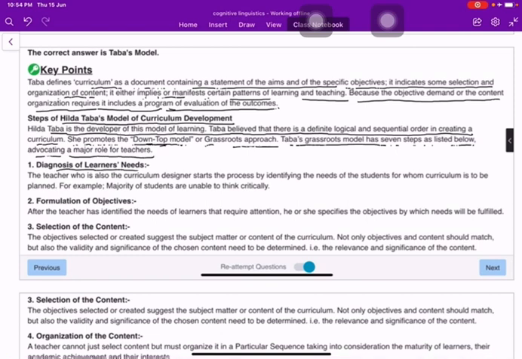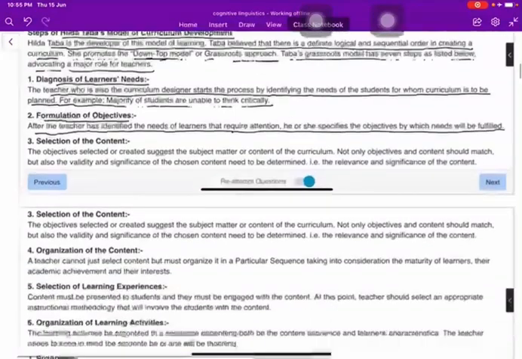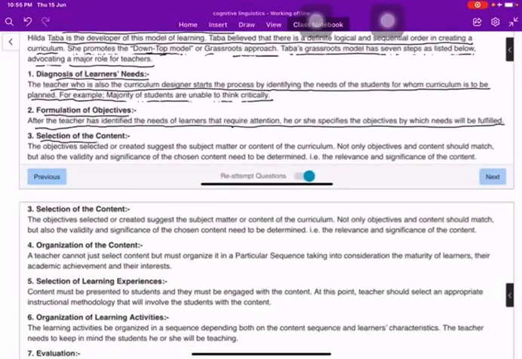Diagnosis of learners' needs. A teacher who is also the curriculum designer starts the process by identifying the needs of the students for whom curriculum is to be planned. For example, majority of students are unable to think critically. The second, formulation of objectives. After the teacher has identified the needs of learners that require attention, he or she specifies the objectives by which needs will be fulfilled. Third, selection of the content.